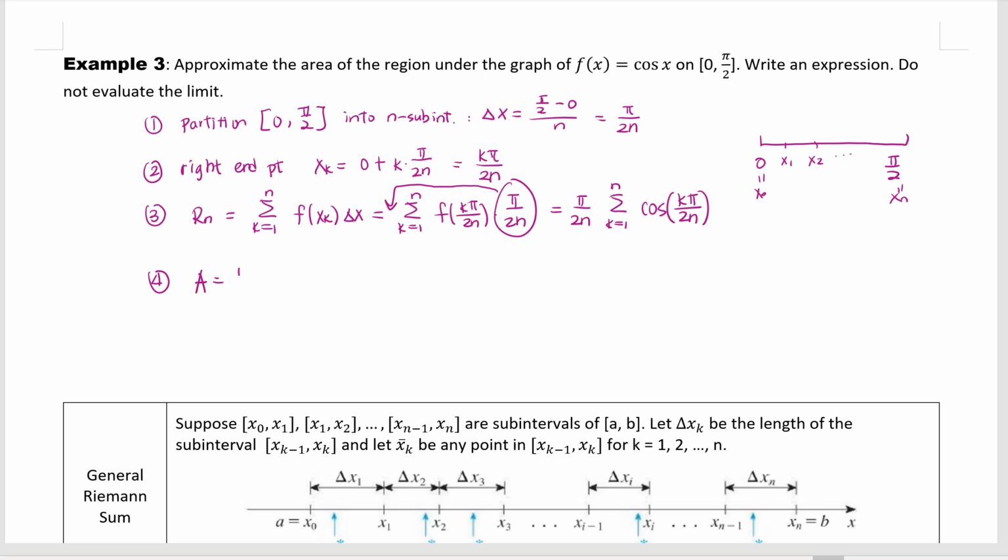So A is the limit of the right Riemann sum. So it's the limit as n goes to infinity of pi over 2n times the sum k from 1 to n of cosine k pi over 2n. Okay, so this is our answer: write an expression, do not evaluate the limit.